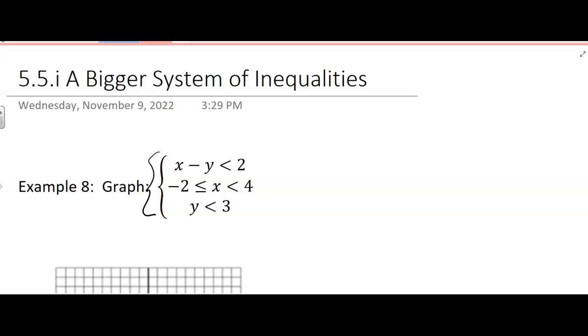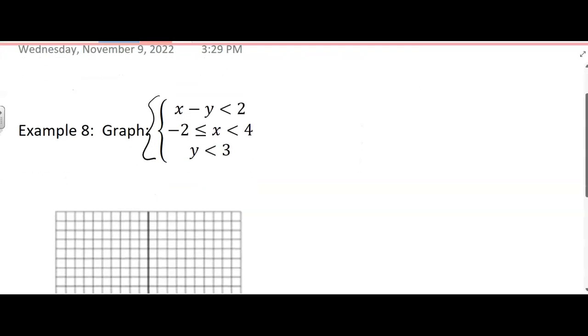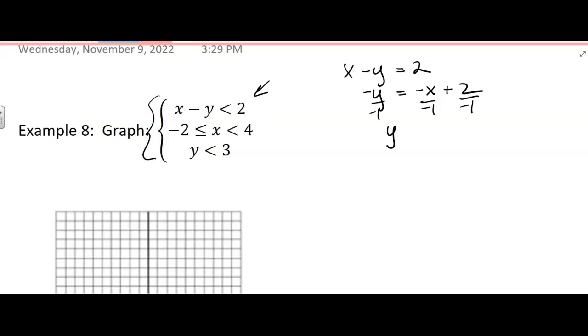Okay, now let's look at what we have here on this problem. We have an inequality right here at the top. x minus y is less than 2. So let's think about that one. x minus y equals 2. I think we did this a minute ago, but we'll do it again. So I'm going to put it in slope-intercept form. y equals x minus 2.